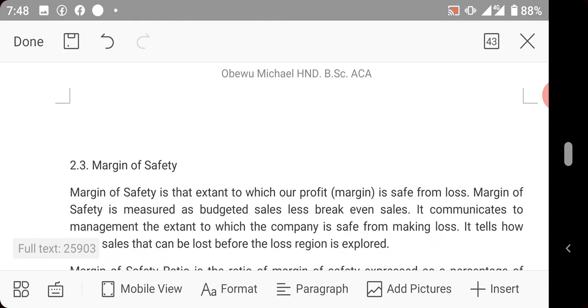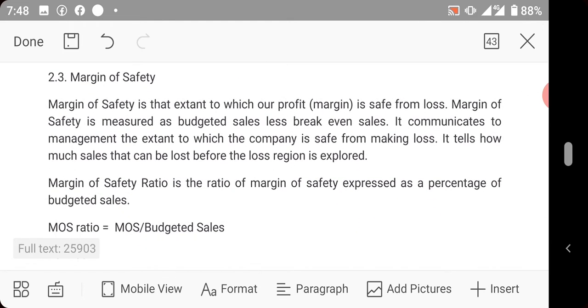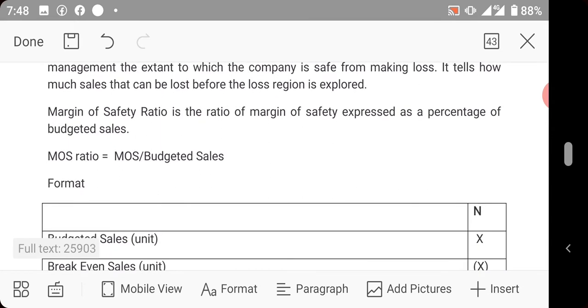These are the formulas you must master and adapt. Now let's look at another formula, which is margin of safety. I do tell my students that margin of safety is that margin that communicates to us how much we will lose in sales before we can make a loss. So margin of safety is that margin by which the company is safe from making what? A loss.